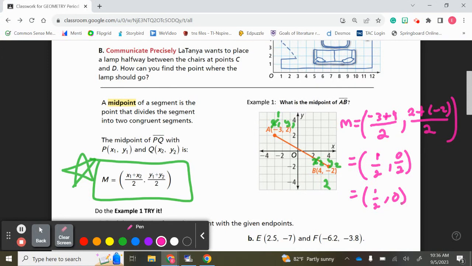And if we look, we can actually physically plot this point. 1/2, 0 ends up being right here. So that's your midpoint.